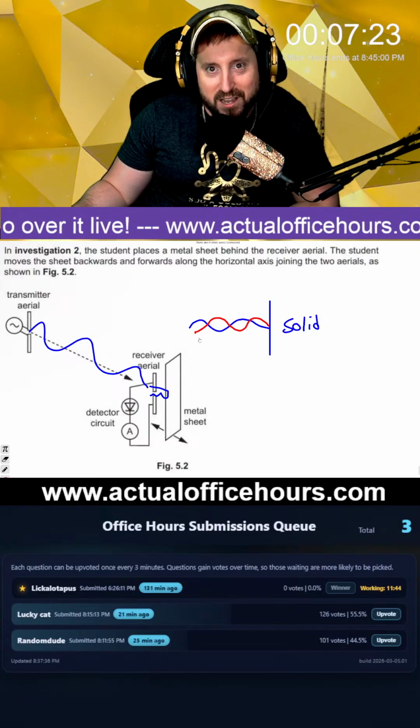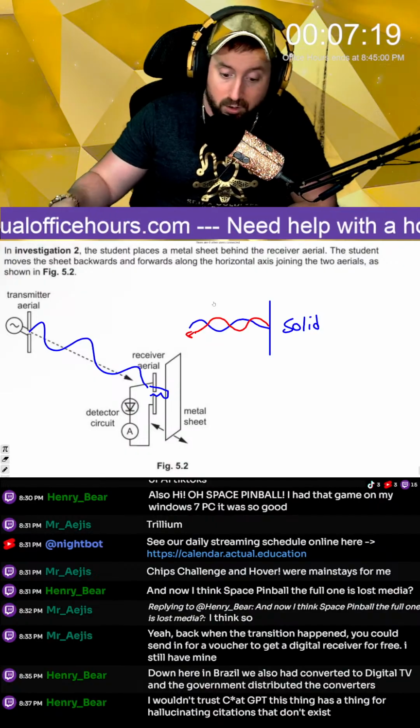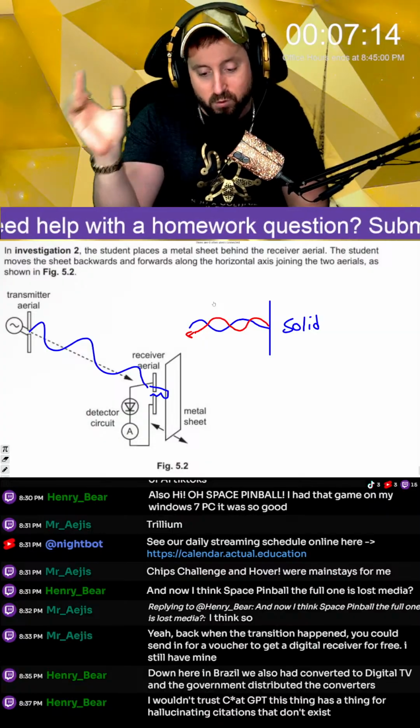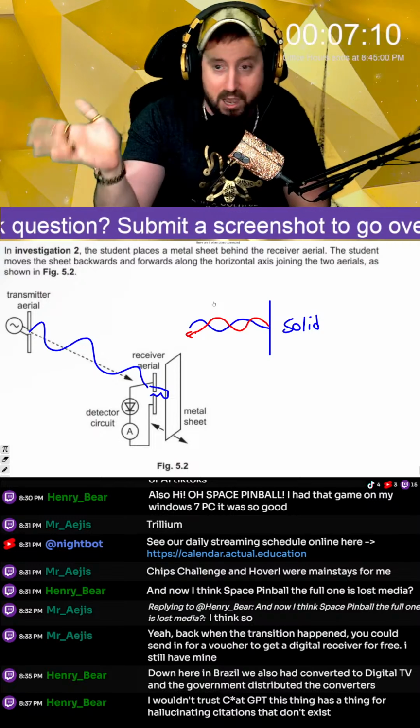I wouldn't trust ChatGPT. This thing has a habit of hallucinating citations that don't exist. Exactly. And I always say, don't blindly trust ChatGPT 100%, but use it to augment knowledge you already know, to verify that it's correct.